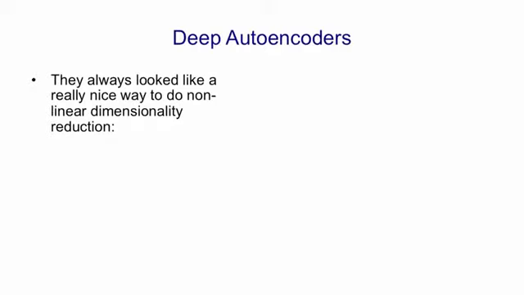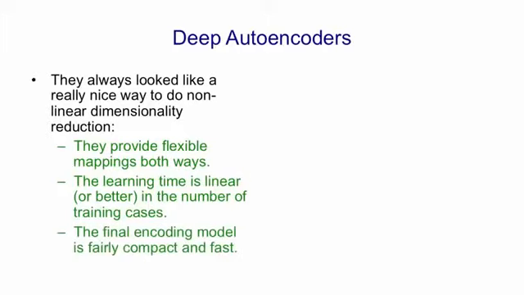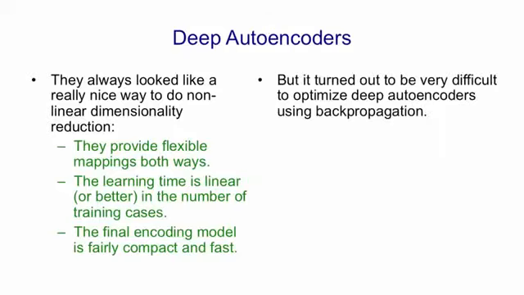Deep autoencoders always seemed like a really nice way to do dimensionality reduction, because it seemed like they should work much better than principal components analysis. They provide flexible mappings in both directions, and the mappings can be nonlinear. Their learning time should be linear or better in the number of training cases, and after they've been learned, the encoding part of the network is fairly fast because it's just a matrix multiply for each layer.